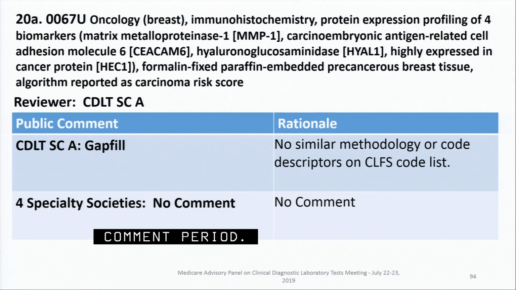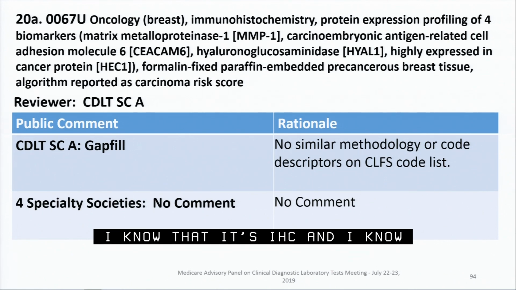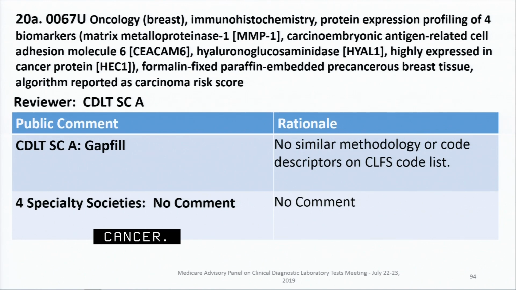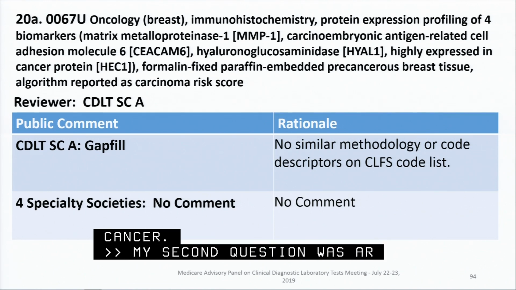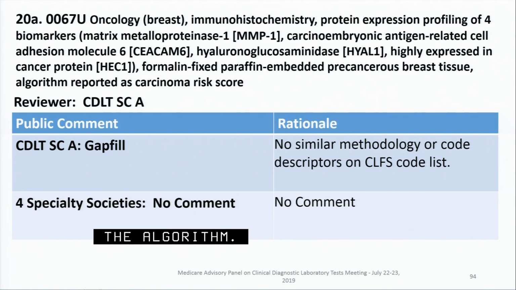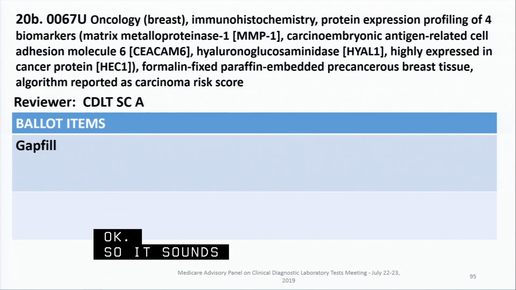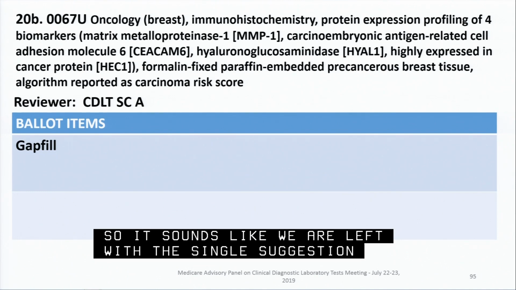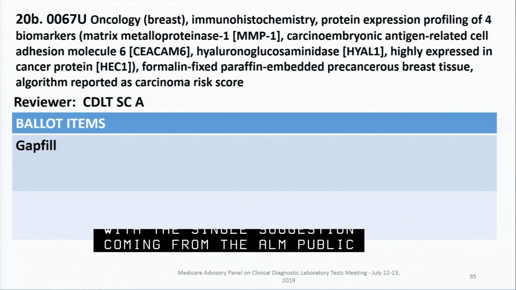I know that it's IHC, and I know that there's an expression score combined with a validated algorithm to report this out for the risk of developing breast cancer. So that was going to be my second question, was if there are any details available on the algorithm. Not that I'm aware of. Any other questions? Okay, so it sounds like then we are left with the single suggestion coming from the ALM public comments as well as the subcommittee review for gap fill. So please cast your vote.